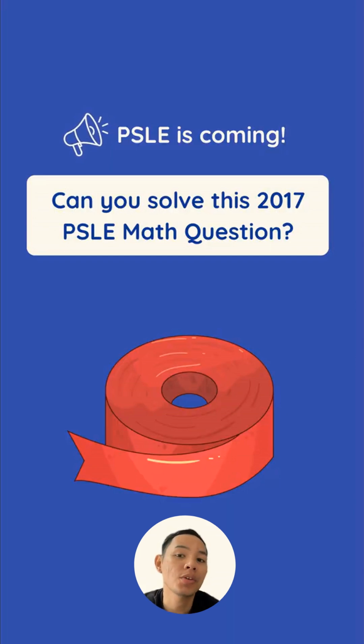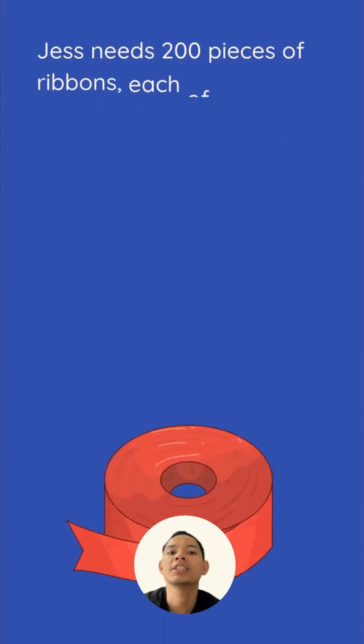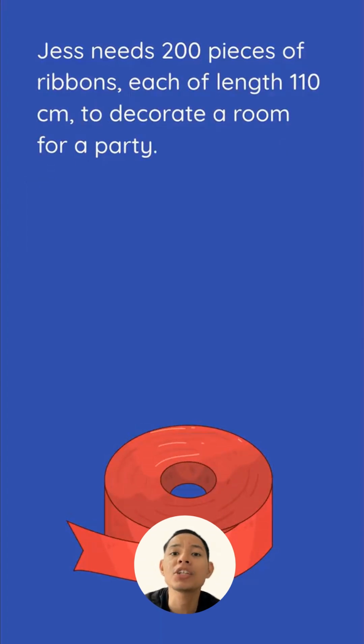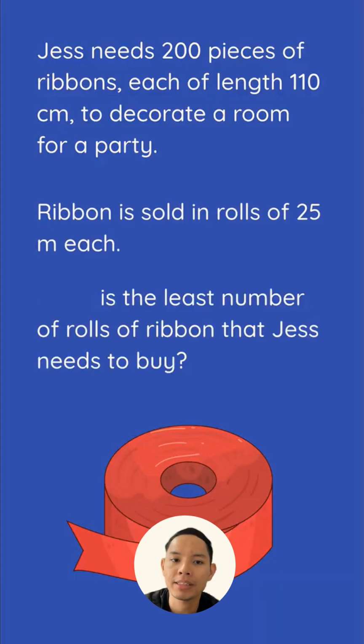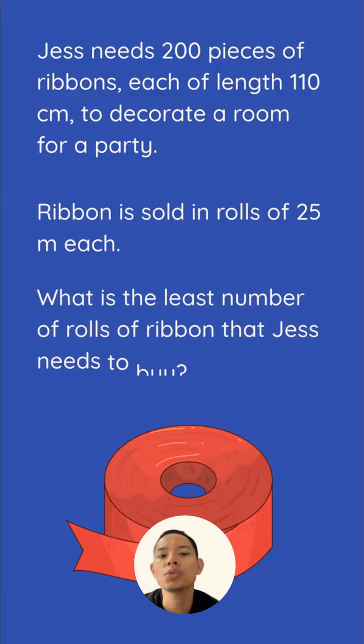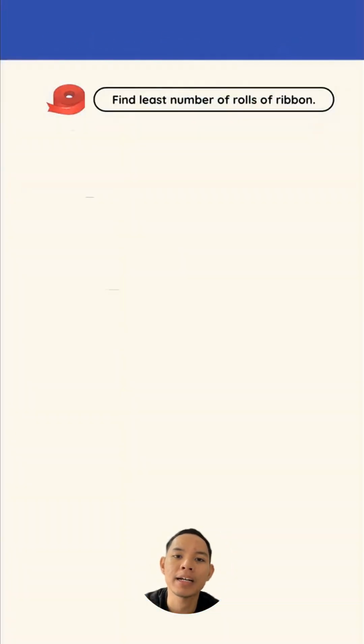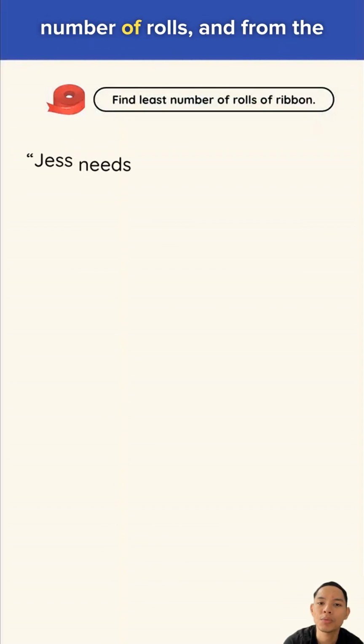PSLE is coming. Can you solve this 2017 PSLE Math question? The question goes: Jess needs 200 pieces of ribbon, each of length 110 centimeters, to decorate the room for a party. Ribbon is sold in rolls of 25 meters each. What is the least number of rolls of ribbon that Jess needs to buy?